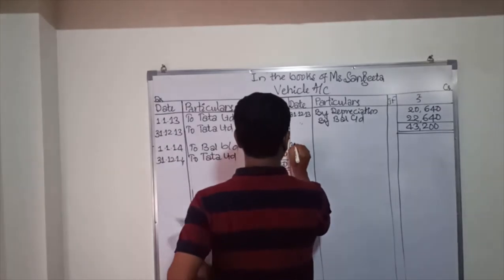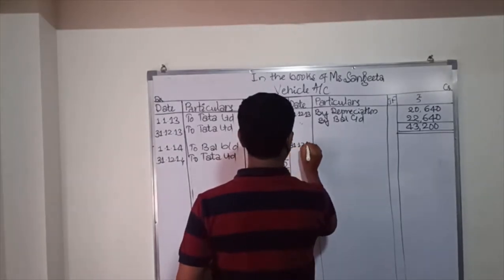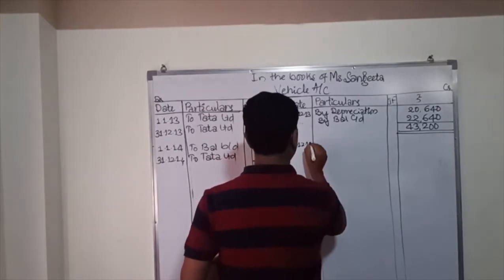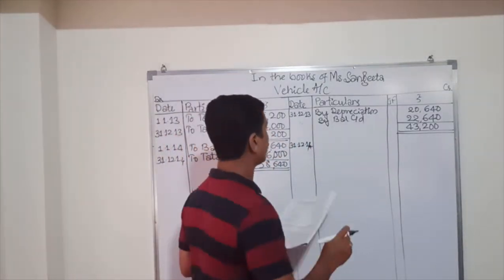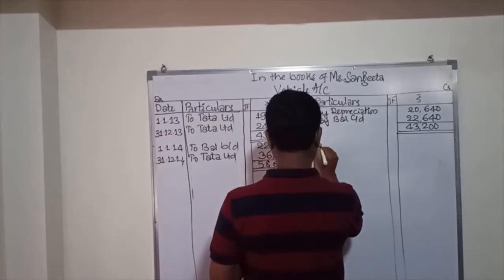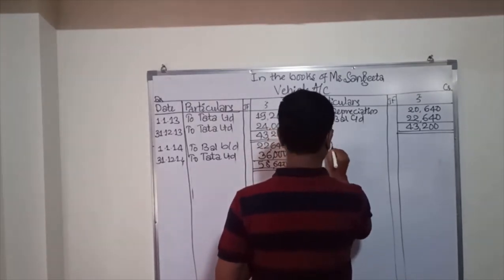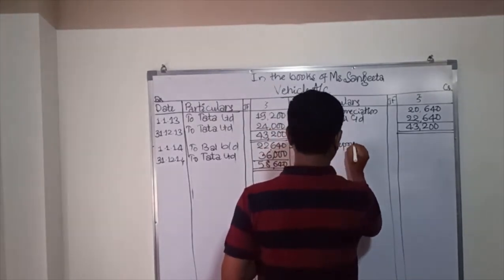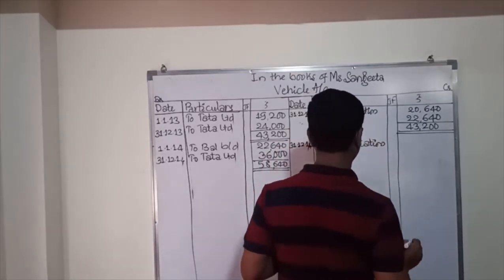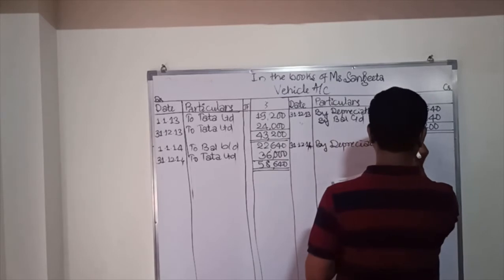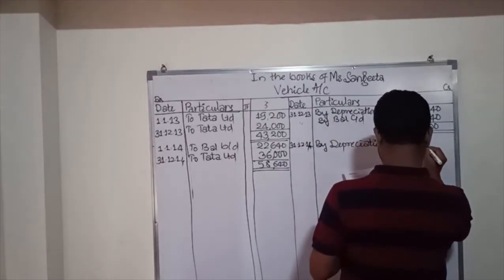So on 31st/12/2014, when the depreciation is allowed, the journal entry remains the same. Depreciation account debit to vehicle account. So vehicle account is credited by depreciation, which we have calculated in the hire purchase chart as 16,312.